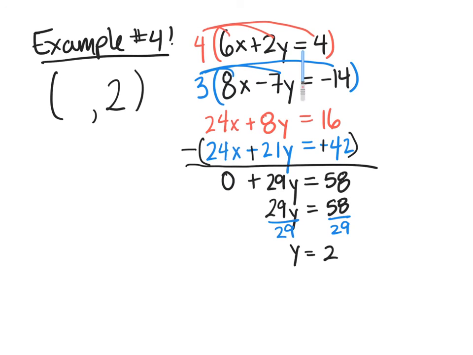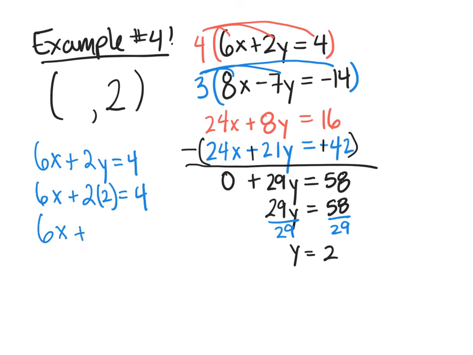So I'm going to use this top equation right here, the 6x plus 2y equals 4, because I think that's nice and easy, neat. So I'm going to do that right over here in the corner. So I'm going to write 6x plus 2y equals 4. And then I'm going to plug in the y equals 2 right here for the y. So here we go. 6x plus 2 times 2 equals 4. What's 2 times 2? That is 4. And that is equal to 4.